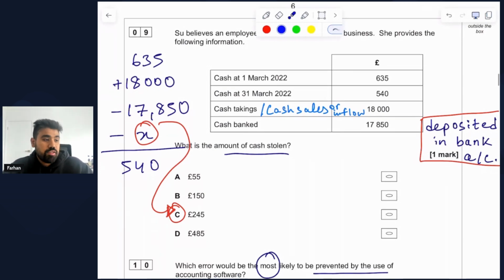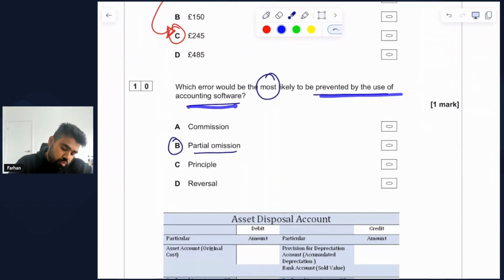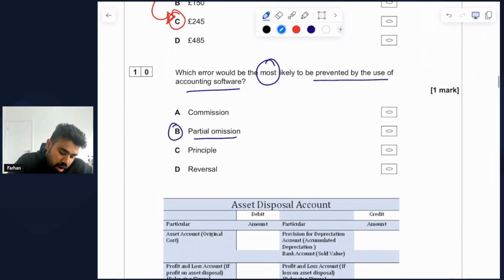Okay, so the last one. Question number 10. Which error would be the most likely to be prevented by the use of accounting software? All right, so let's try to understand something here. So the error of commission. So could you give me an example of an error of commission?